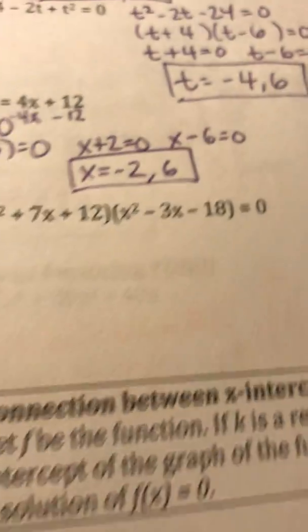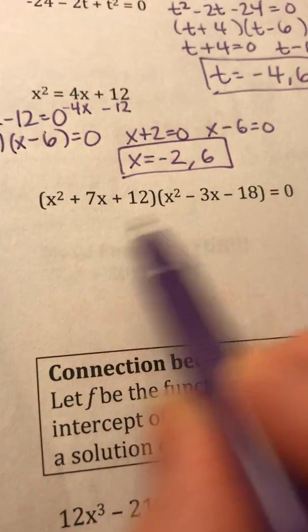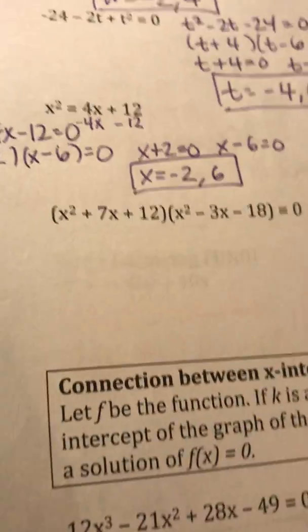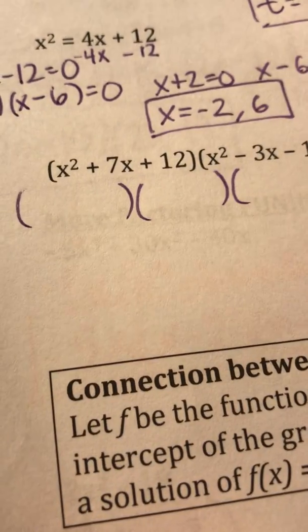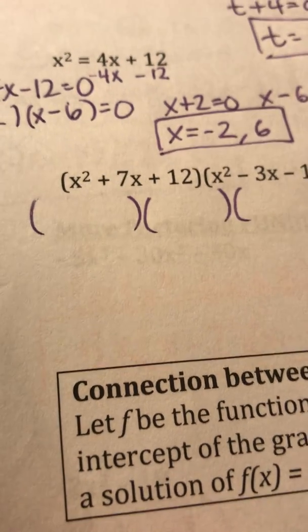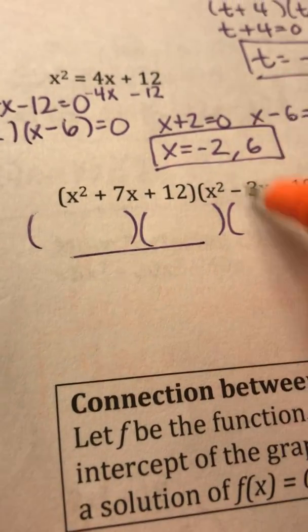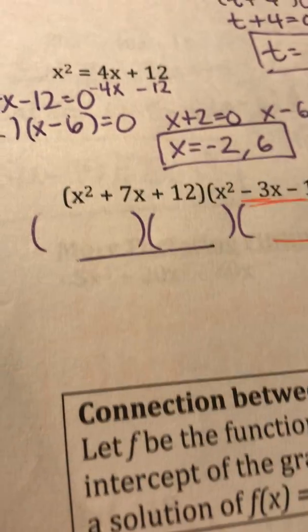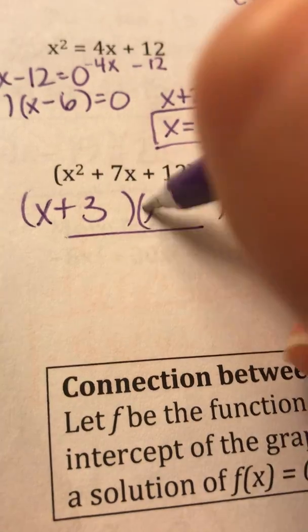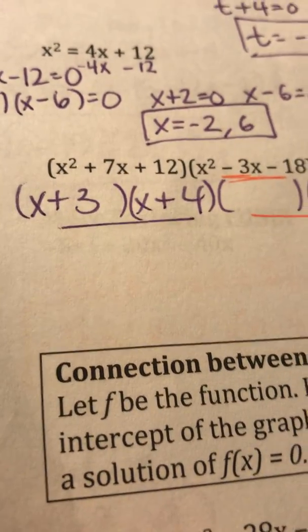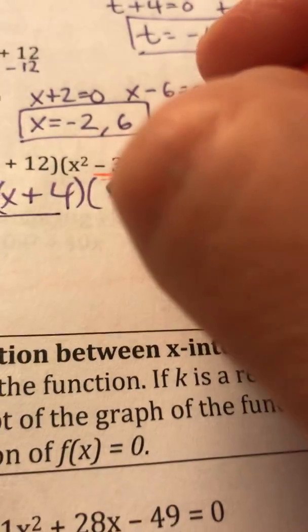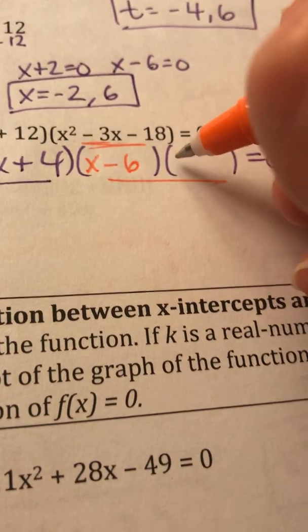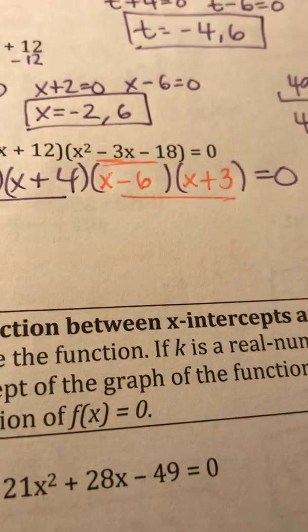That brings us to this last one over here. Now, here we have 2 quadratics. We are going to factor each one. Okay? So go ahead and factor these. I'm going to factor this one right here, and then I'll factor this one right here. Okay? x plus 3, x plus 4. This one's going to be x minus 6, x plus 3.